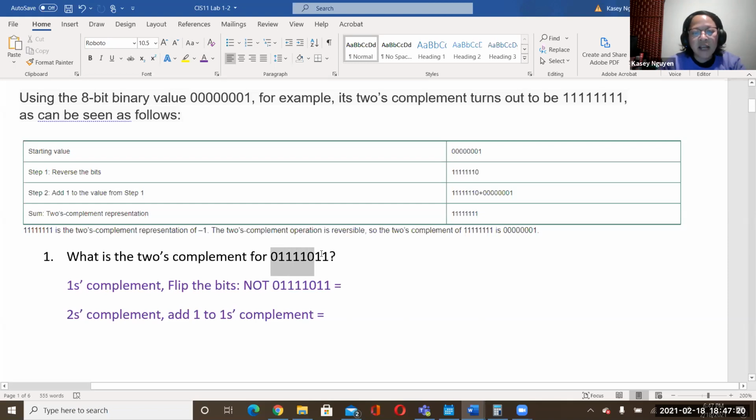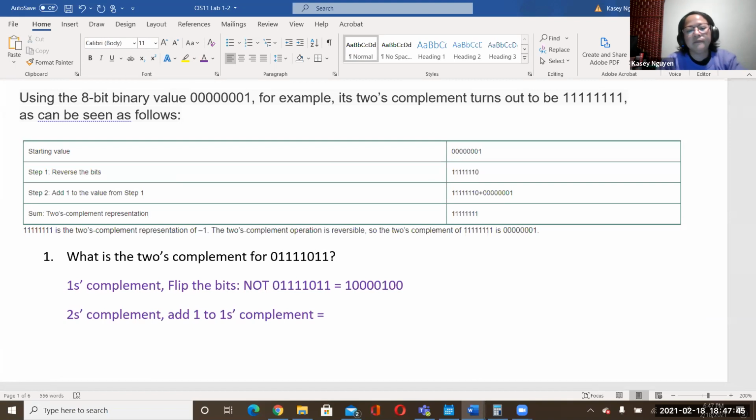So we're given this value, and the 1's complement of this is to flip the bits. Okay, we're gonna NOT what we're given. So what does that mean? That means that the 0 becomes the 1, the 1 becomes the 0. Are we okay so far? Any questions?